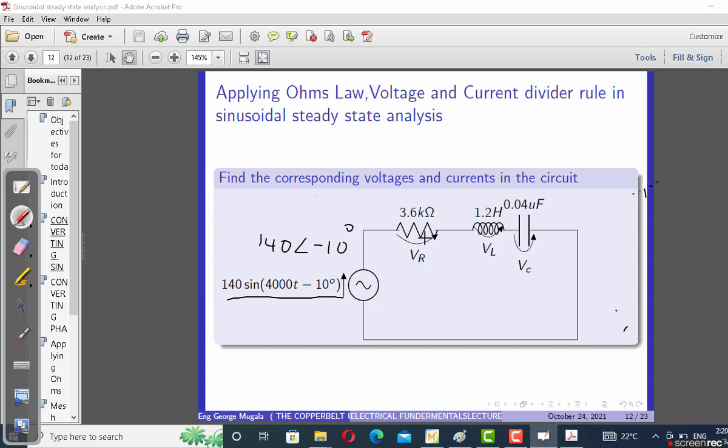Now we come to the resistor. The resistance also has to be changed into complex format. If you check my previous video, there was a way we were converting the values into complex format. So the resistance will maintain itself as 3.6 kilo ohm, but we have to convert it into the standard unit, which is ohms, say 3,600 ohms.